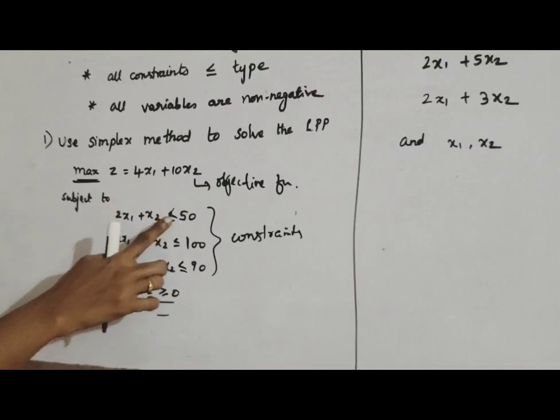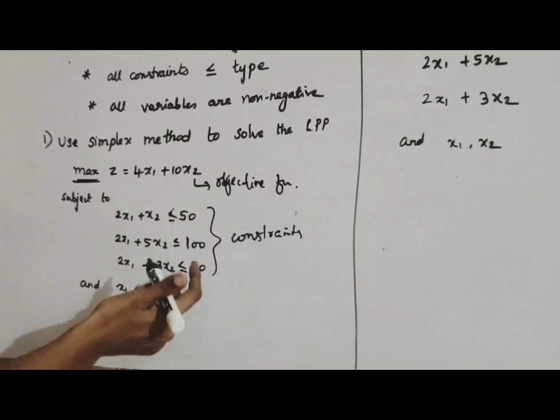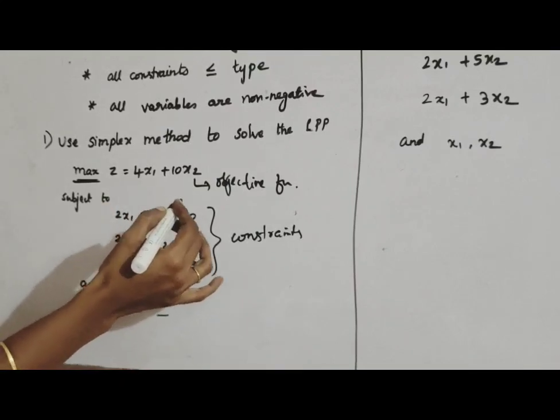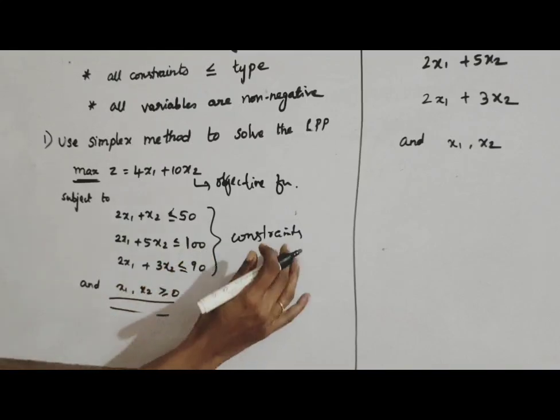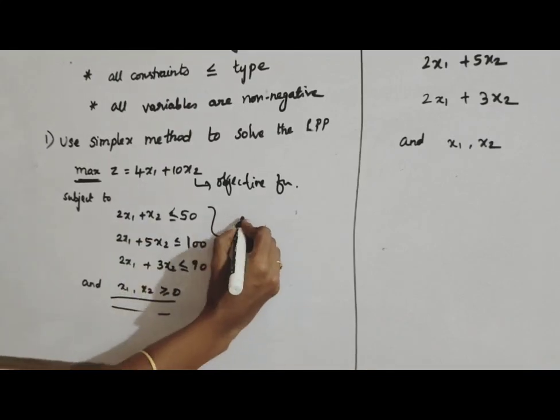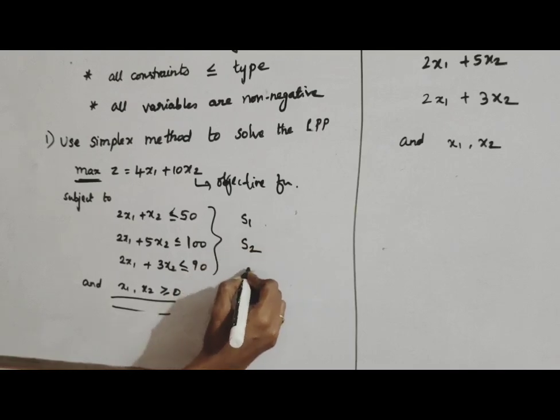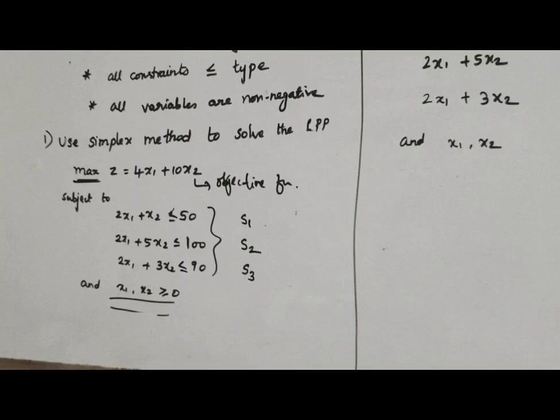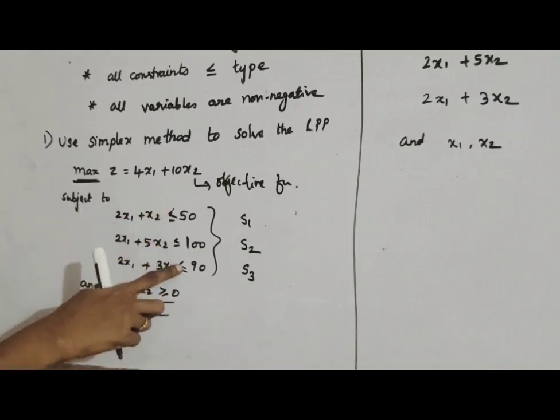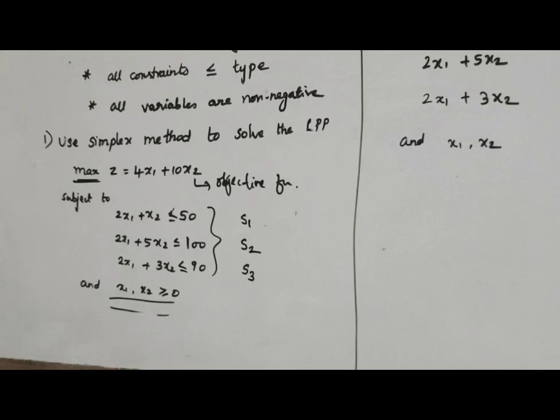Here the constraints are all of less than or equal to type. Therefore, you have to introduce slack variables. For the first constraint you introduce the slack variable s1, for the second one the slack variable s2, and for the third one the slack variable s3, to write it in equality form.